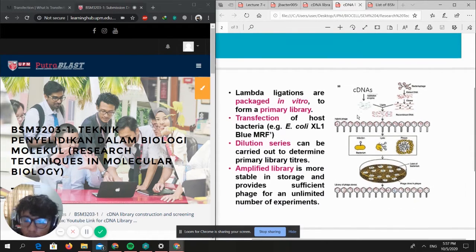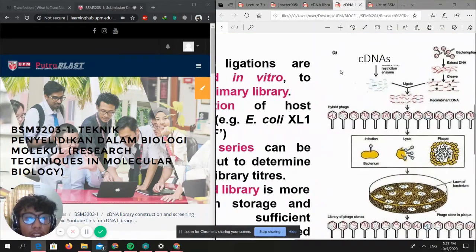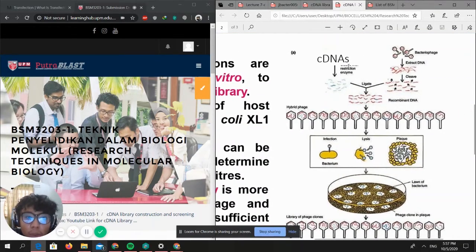As you can see, let me zoom in first. We have complementary DNA, our gene of interest, that is cut by an enzyme, and then we have bacteriophage. From the bacteriophage, we extract the DNA and we cleave it so that we can ligate the complementary DNA into the lambda plasmid, lambda DNA. Then after the ligation, it will produce recombinant DNA.